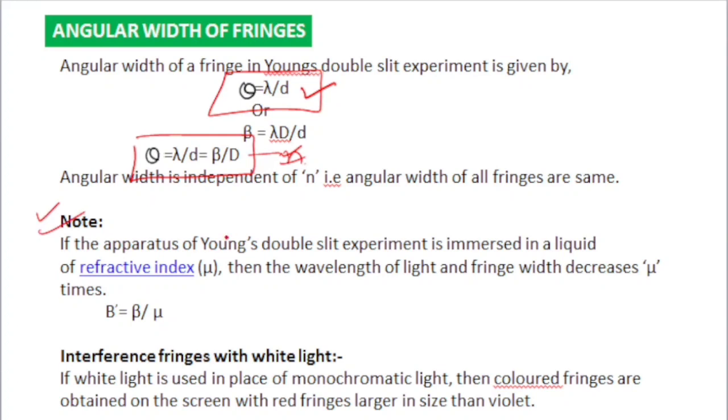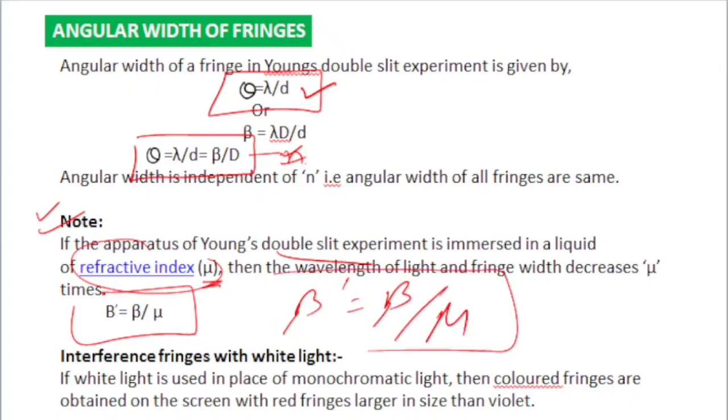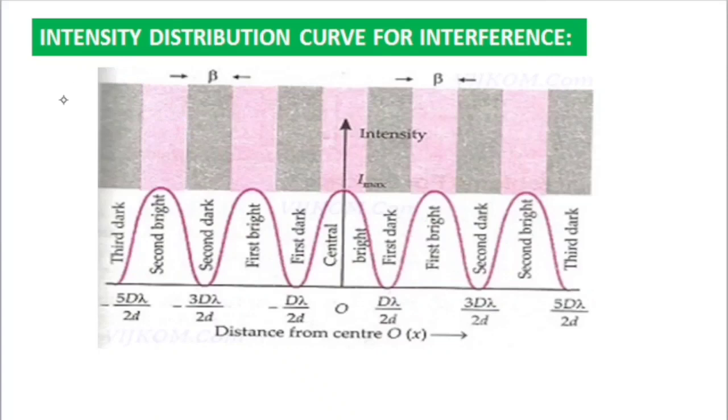Now, note this point. If the apparatus of Young's double slit experiment is immersed in a liquid whose refractive index is mu, what happens? Does fringe width increase or decrease? When the apparatus is immersed in a liquid of refractive index mu, its fringe width decreases. The new fringe width becomes fringe width by mu. Fringe width decreases, right? Now, what happens when white light is used in place of monochromatic light in interference in Young's double slit experiment? Then colored fringes are obtained on the screen, with red fringes larger in size than violet fringes. So these are about interference, and this is the intensity distribution curve for interference.